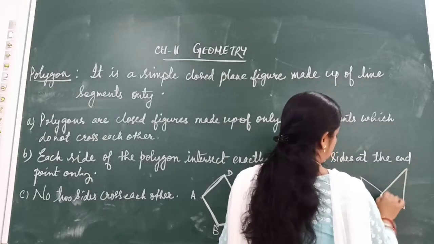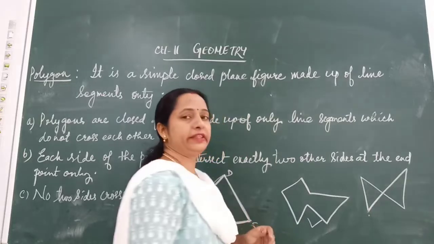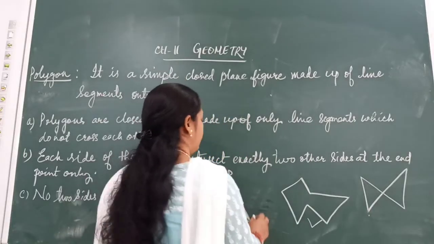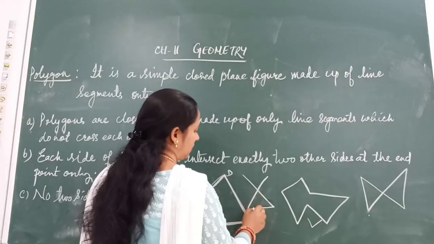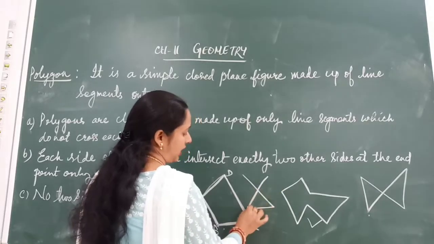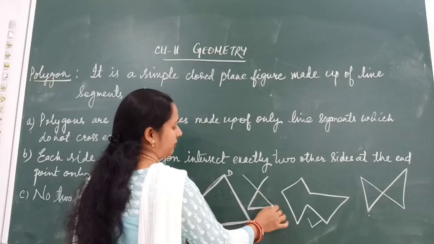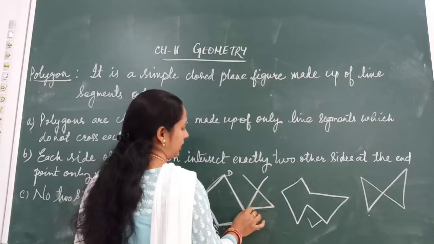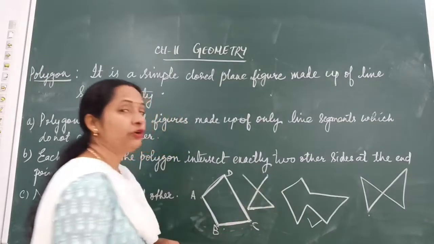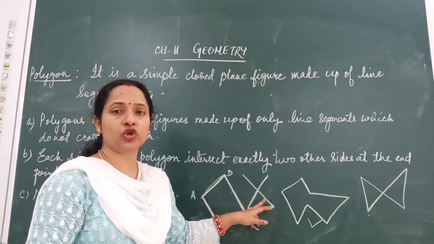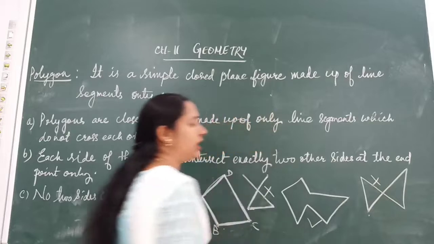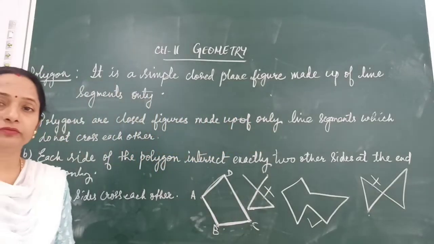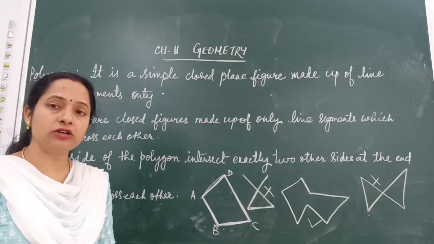This one is a closed figure where the sides are intersecting. Even we can give the example of a figure like this. Now here you find it's a triangle. Here this one is a closed figure, but this side is extended up to here and this side is extended up to here, where these two sides are crossing each other. Then these two figures will not come under the polygon. They are not polygons.